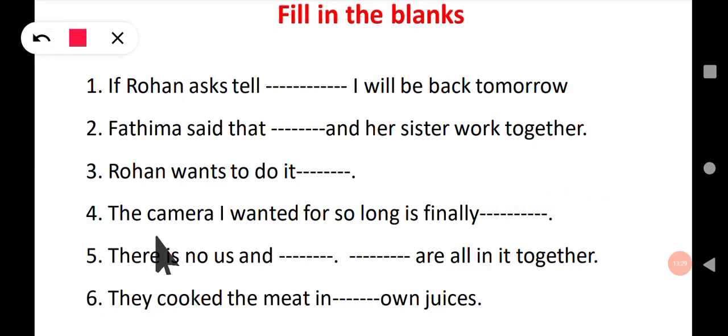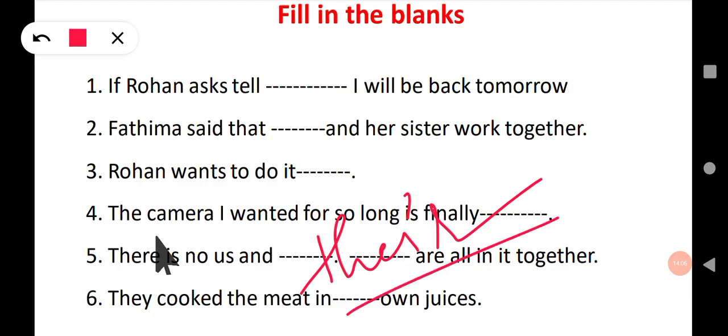Next one. There is no us and dash are all in it together. That means there is no separation. There is no us, there is no you. Together we are all in it together. So the first blank is you, second blank is we. Next one. They cooked the meat in dash own juices. What can we use here? They cooked the meat in their own juices. So here we can go with the pronoun their.